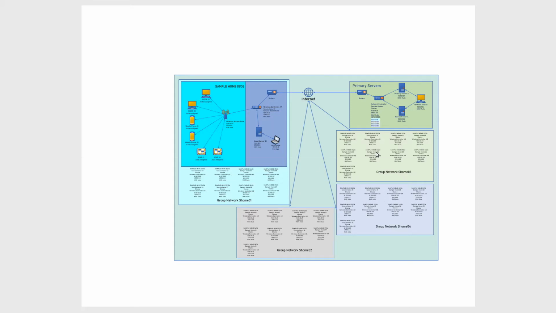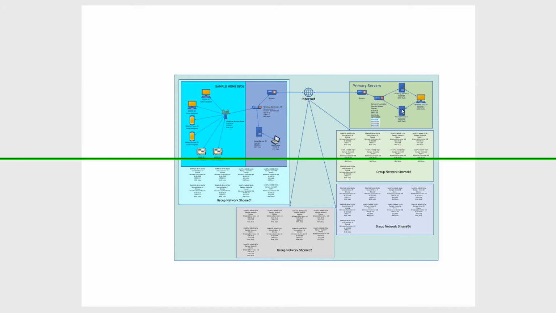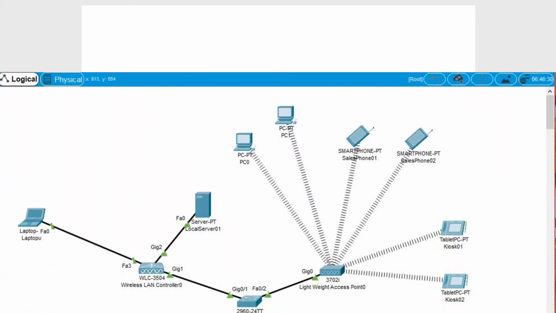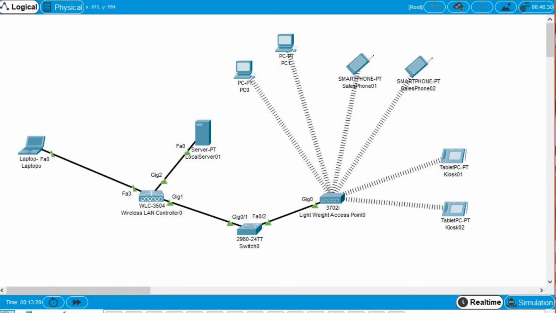But in this case, you have the sample home, and each group is in a different color. If one of the groups had gone down for security concerns or needed to go down, you could shut down that group, but the other groups will still be able to communicate with the primary and backup servers.